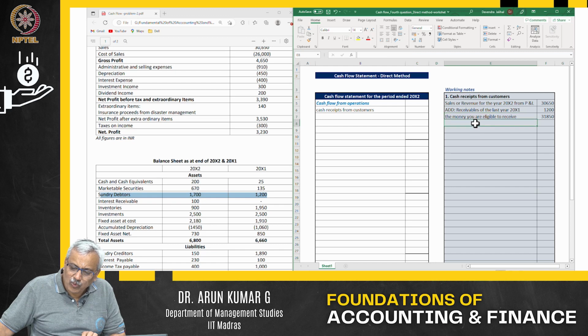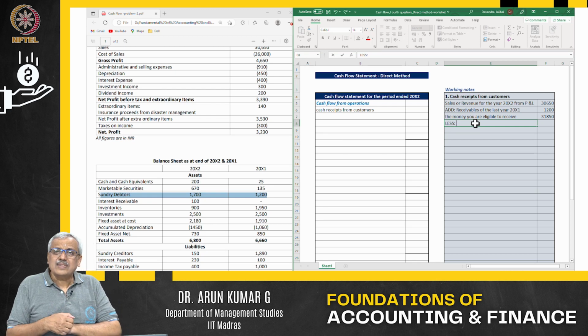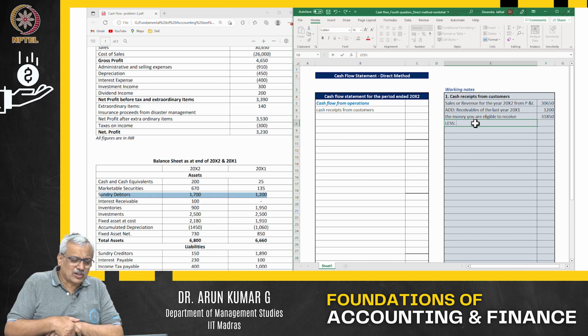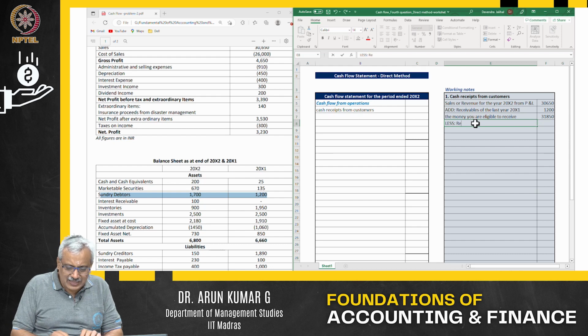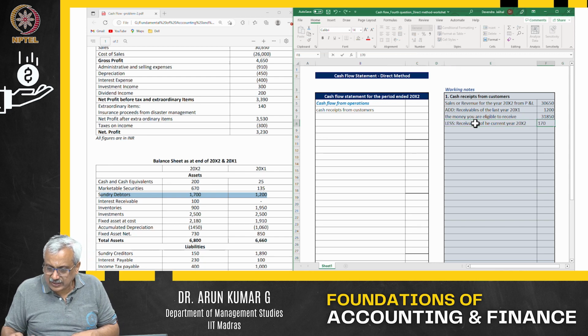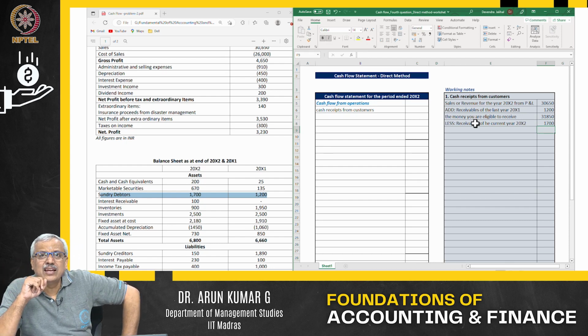But what is the due still in the current year? As far as debtors are concerned, there are 1700 dollars or rupees that you are yet to receive. This is the receivables of the current year, 20x2, which is 1700. So, you are eligible to receive 31,850, but out of that you are yet to receive 1700.